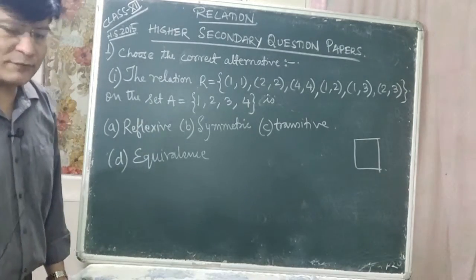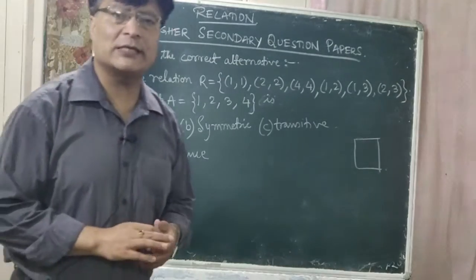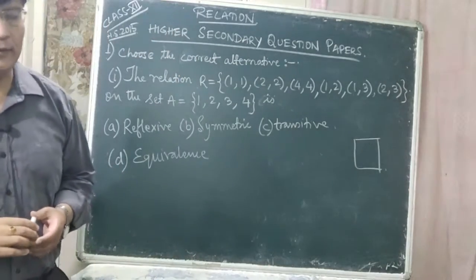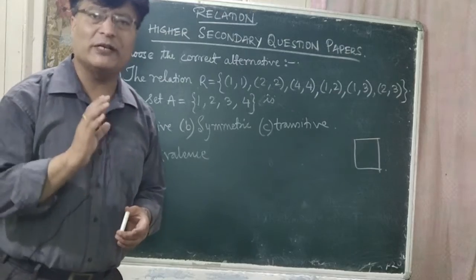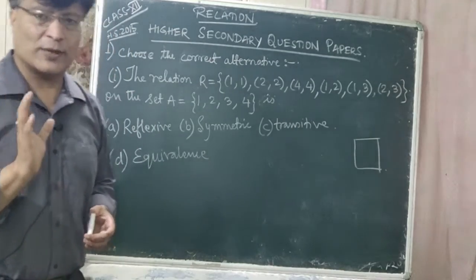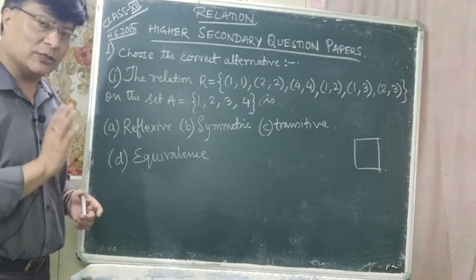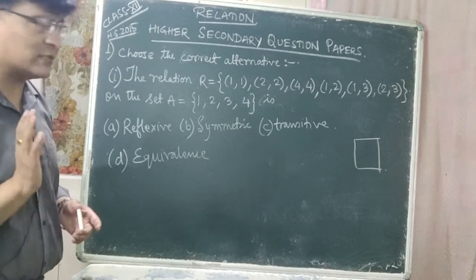If it is not a reflexive relation, it is not an equivalence relation. For the relation R to be an equivalence relation, the relation R should be reflexive, symmetric and transitive. You know that, isn't it? So I think you know the definition of reflexive and equivalence relation. You have revised it, I think.